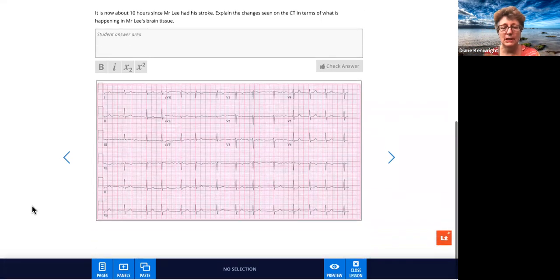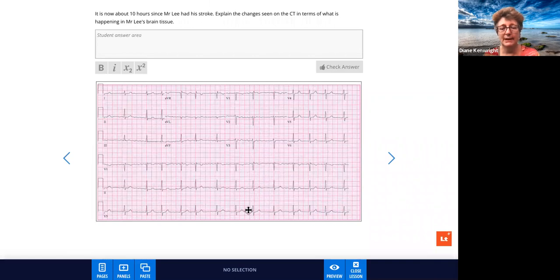Right, here's his ECG. We can see that it's irregular with lack of P waves here. So yes, he's probably got AF.